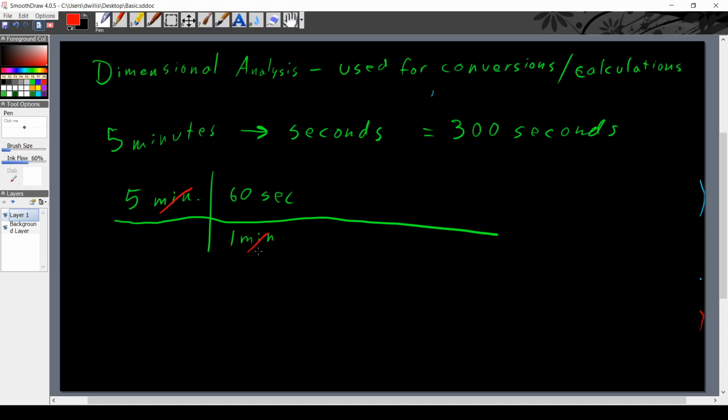And so I want to set it where my minutes will divide away, and then I'm going to have 5 times 60, and that, of course, is 300. The only remaining unit is seconds, and so that's how that would work with dimensional analysis.